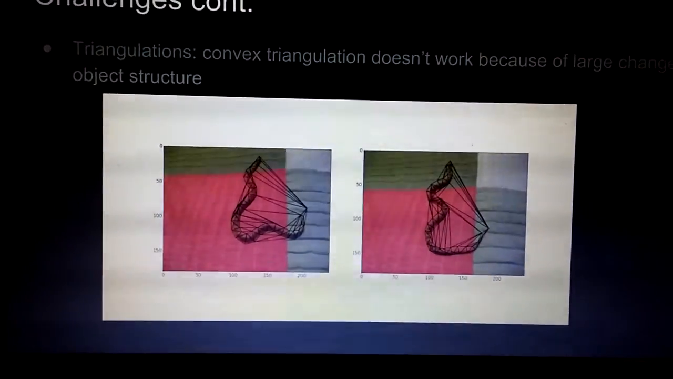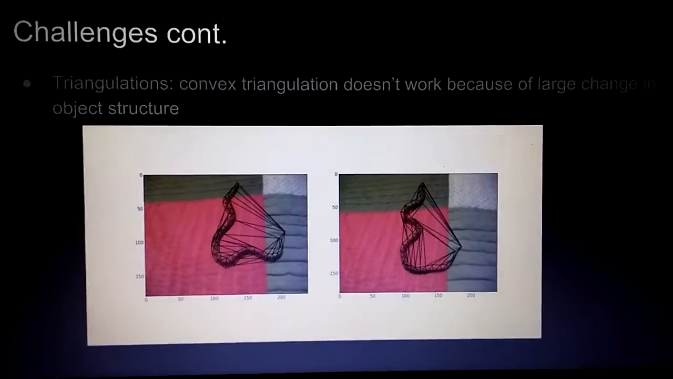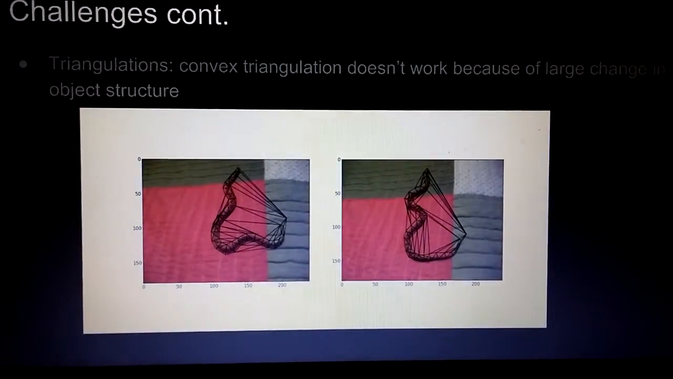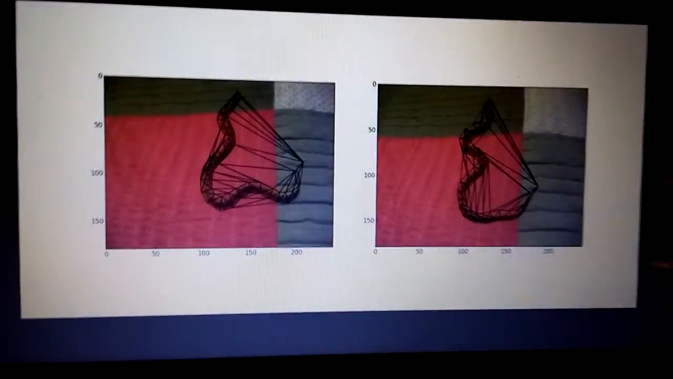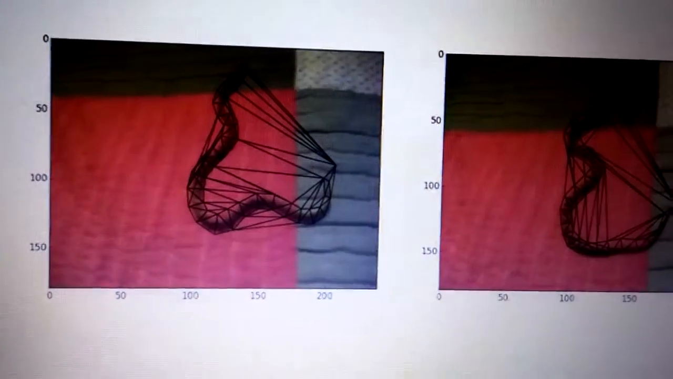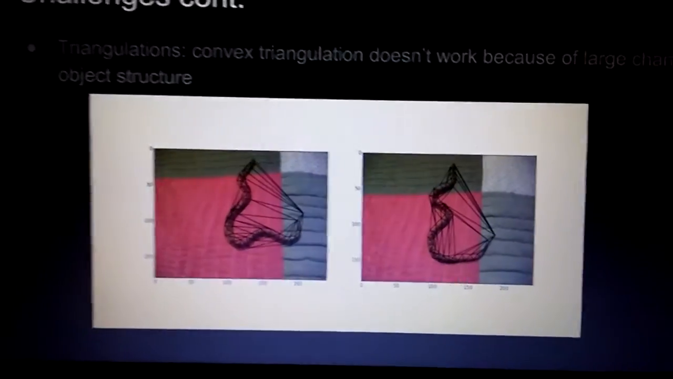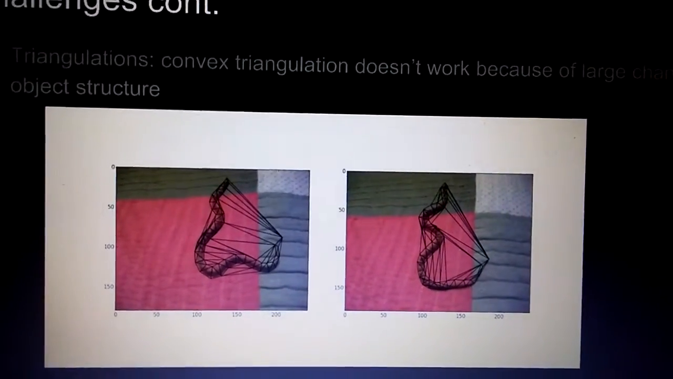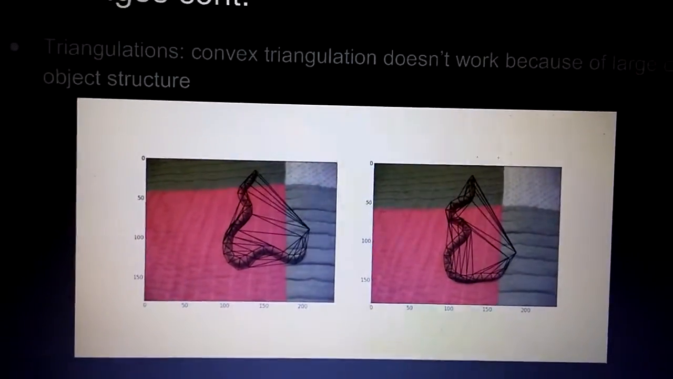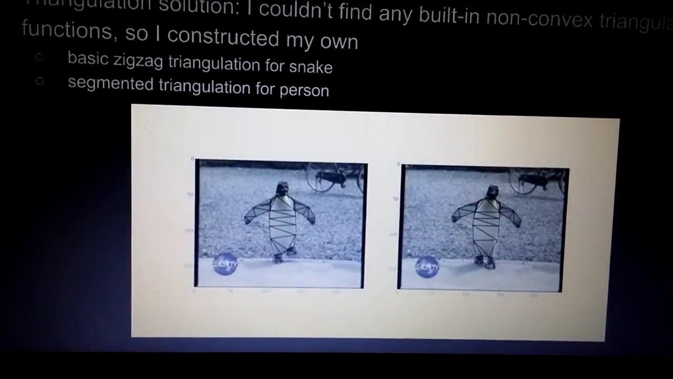Another thing that happened was I tried to do the Delaunay triangulation like we did before, but that doesn't really work for motion because the relative positions of the points change. It's kind of hard to see in the picture, but this is a Delaunay triangulation of the average points, and you can see that there are intersecting triangles, so that doesn't work. And if you do the triangulation on the points from one image, then the other one doesn't work. So in order to solve that, I had to basically write my own triangulation.